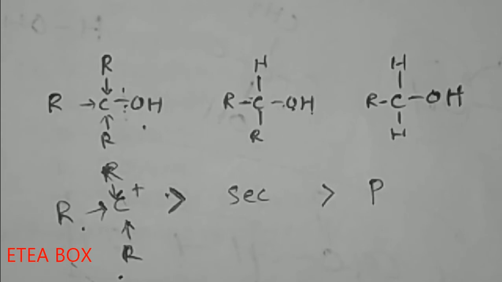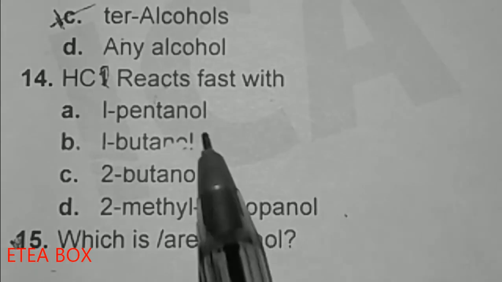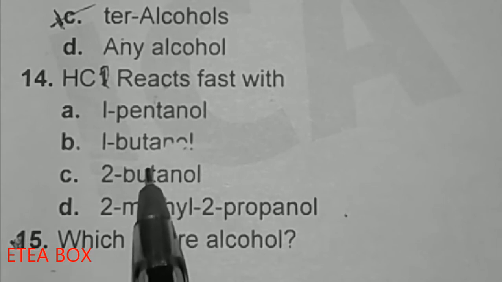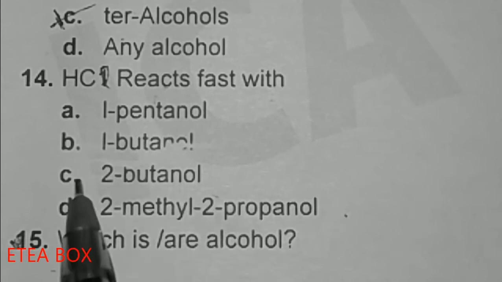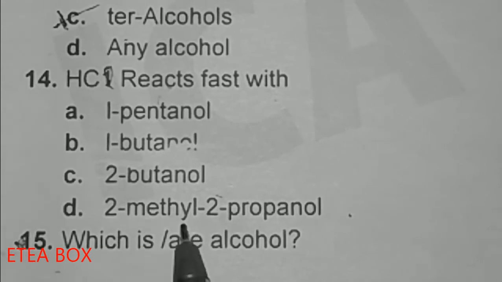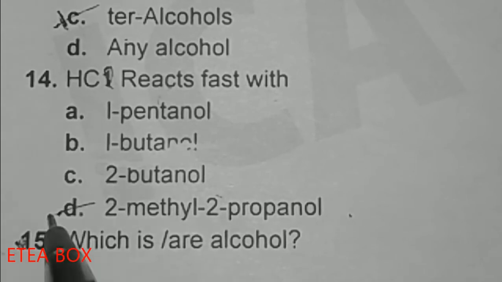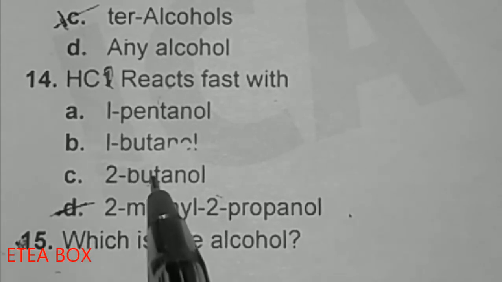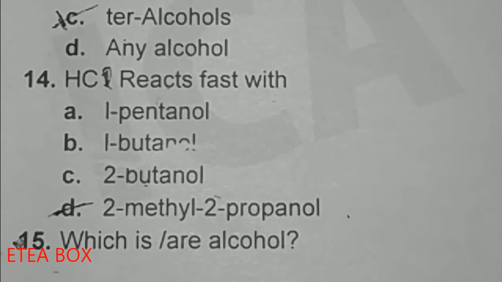So look at the MCQ. Look at here, 1-pentanol, 1-butanol, 2-butanol, and look at this one, 2-methyl-2-propanol. Option D is the tertiary alcohol. This one is the secondary and these two are the primary alcohol. So the first reaction will occur in the tertiary alcohol.